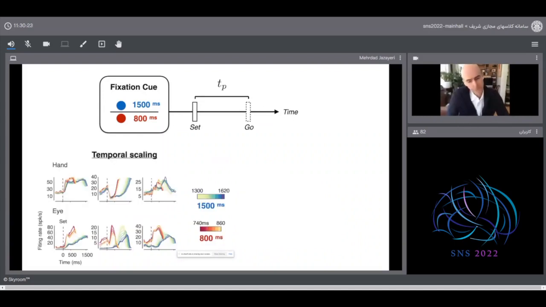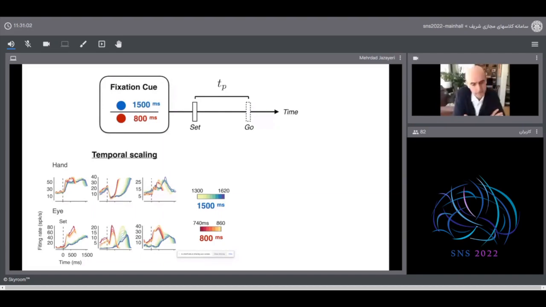Okay, so here after we verified that this area is involved, we went in and we started recording from individual neurons in this area. And here I'm plotting for you the firing rate of 6 sampled neurons. What I'm plotting for you is the firing rate of the neuron as a function of time, and it's aligned to the time of set. And you see different shades of red. Those are when the animal was instructed to produce 800 milliseconds. And of course, animals have some variability. Sometimes they produce a little bit more, like 860, sometimes a little bit less, 740. And the firing rates were different in those cases. But those are the red shades.